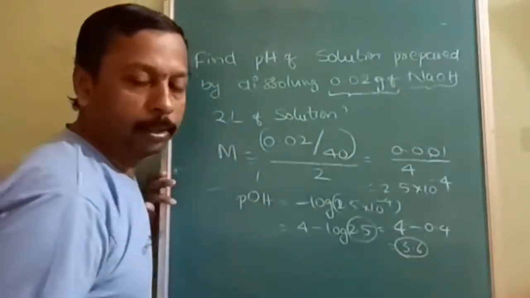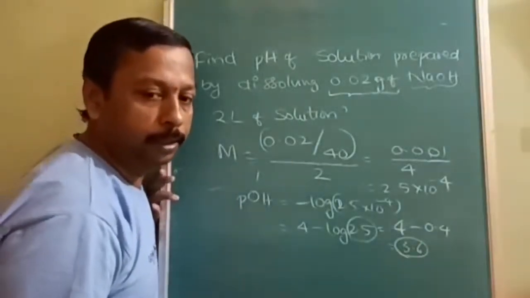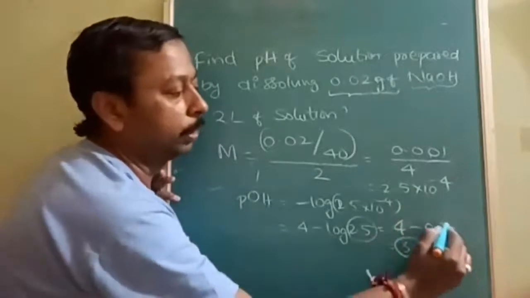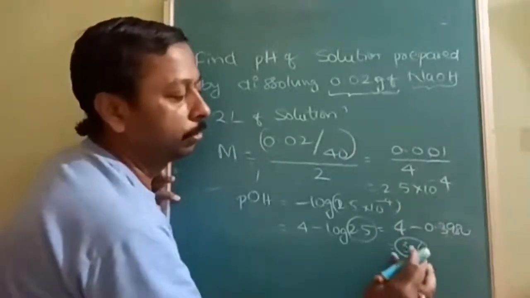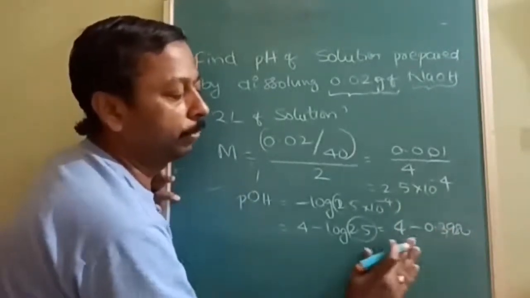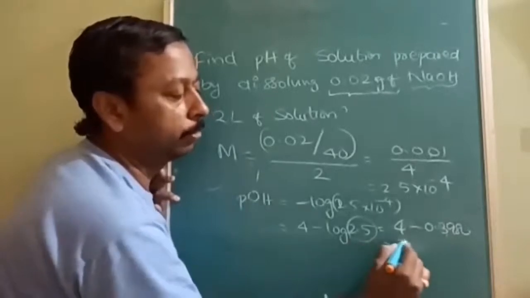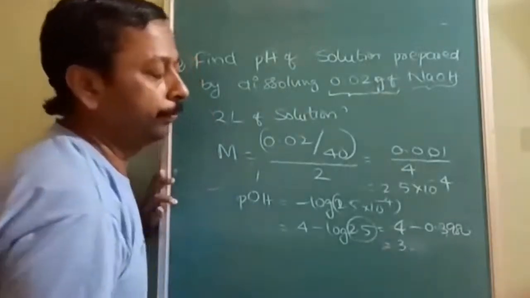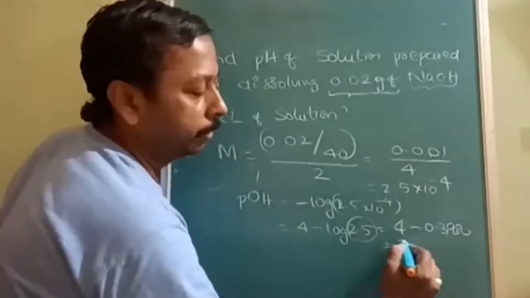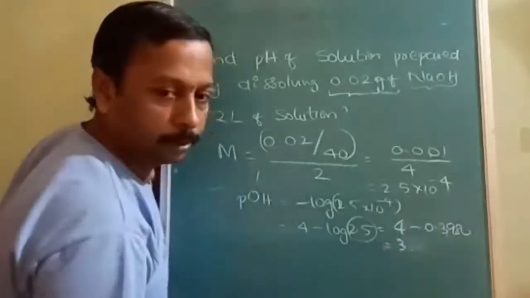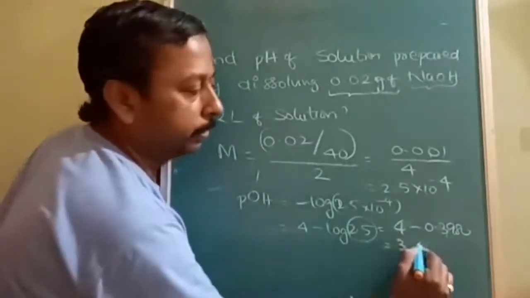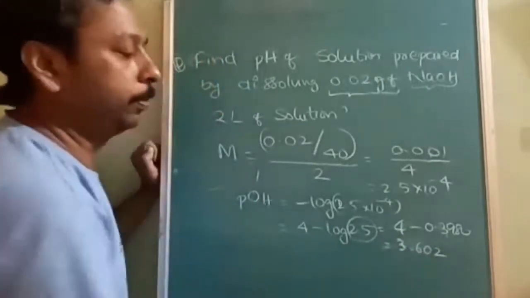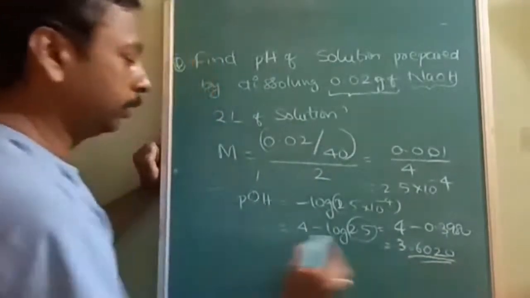So accordingly, it is 3.6, roughly I am telling you. Understood? So in the examination, you will be given 0.3980. Okay. This is 0.3980. So this is going to be how much? 4 minus 0.3980. 3 point how much after subtracting? 3.602. Okay, 3.6020. So this is POH.